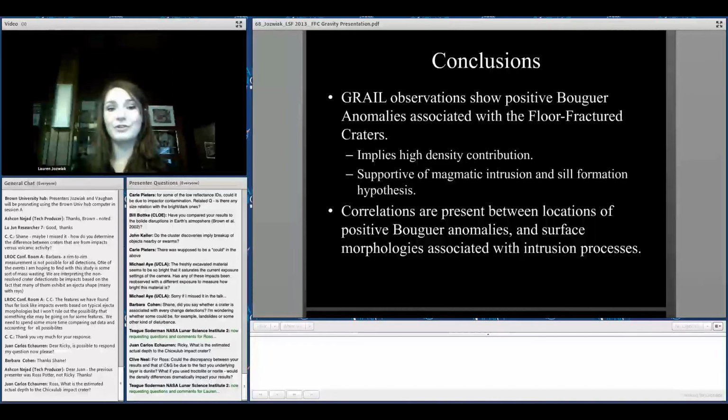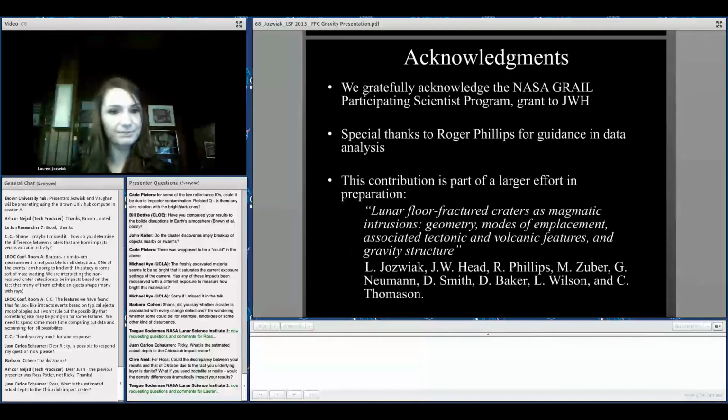But all this being said, we now find ourselves with the conclusions that GRAIL observations have shown positive Bouguer anomalies associated with floor fracture craters, which implies both a high-density contribution beneath the crater and is supportive of the magmatic intrusion and sill formation hypothesis. Also noted that there are correlations between the locations of positive Bouguer anomalies and surface morphologies associated with the intrusion process, further strengthening this observation.